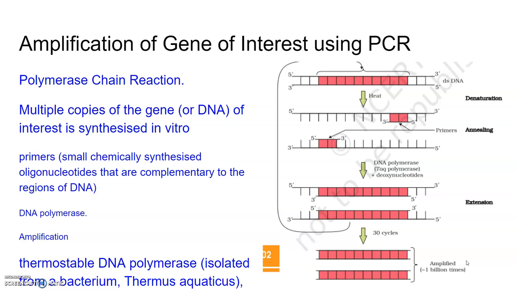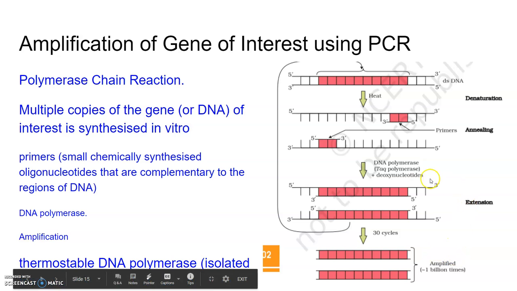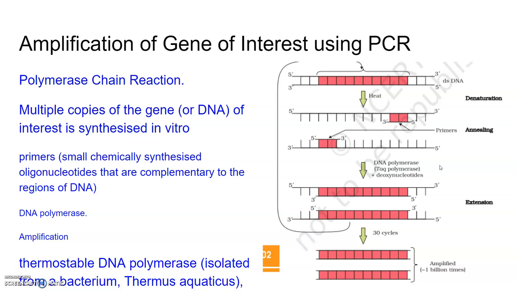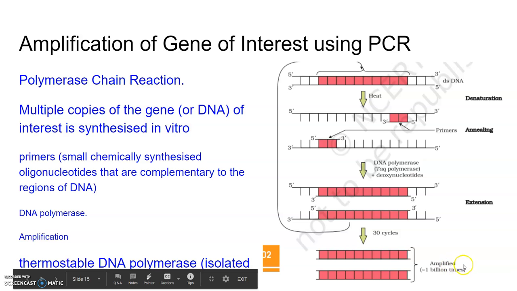Such repeated amplification is achieved by the use of thermostable DNA polymerase, which is isolated from a bacterium, Thermus aquaticus, which remains active during the high temperature induced denaturation of double-stranded DNA. Now the amplified fragment, if desired, can be used to ligate with the vector for further cloning. So this is how the PCR technique is completed.